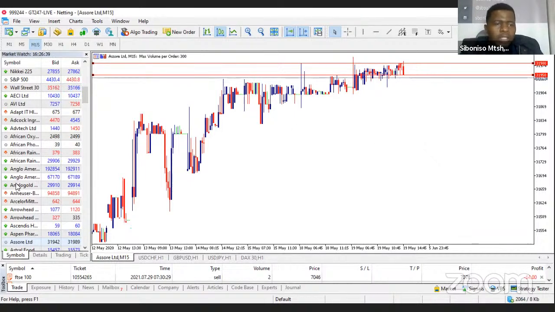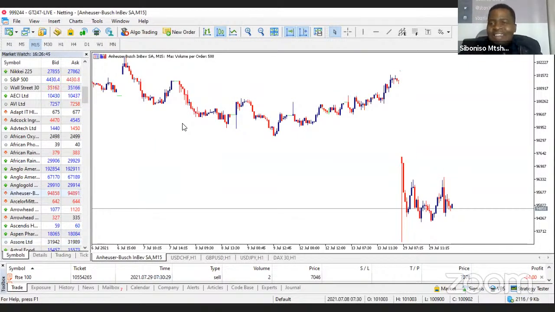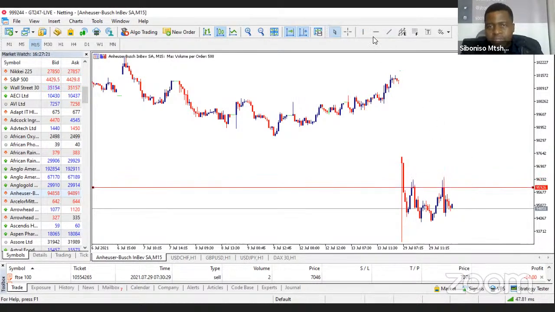All right, let's check another one. AB InBev. Now this share is actually 948 rand 58, which is below 1,000 rand. That's another opportunity even for investors to consider. Now the share is below 1,000, so that presents us with an opportunity to even invest. At the very same time, most of the time this share is always above 1,000 rand.